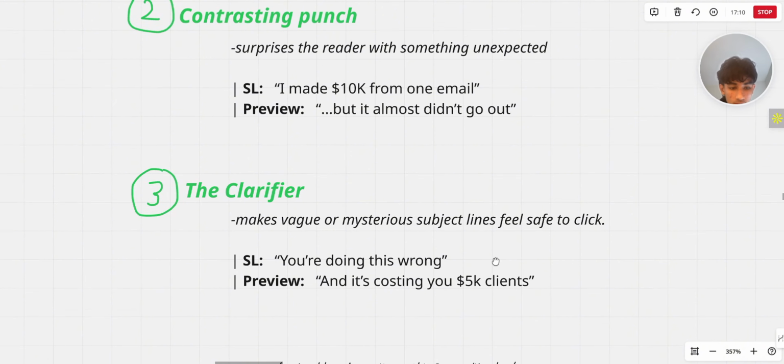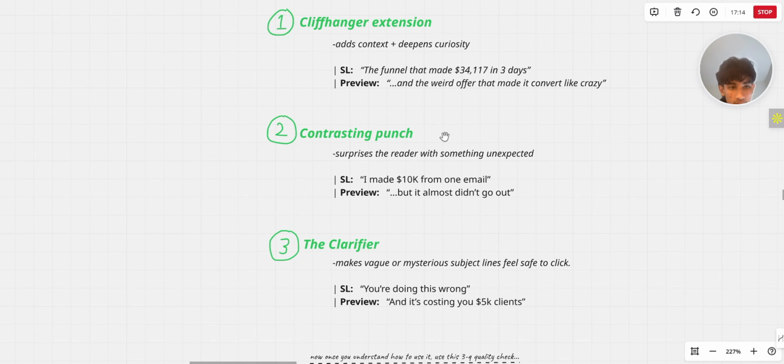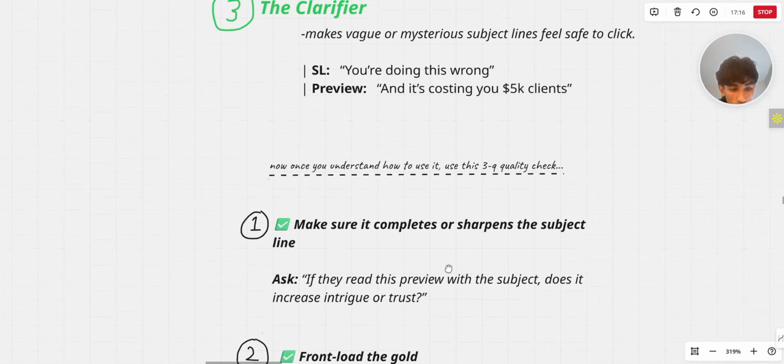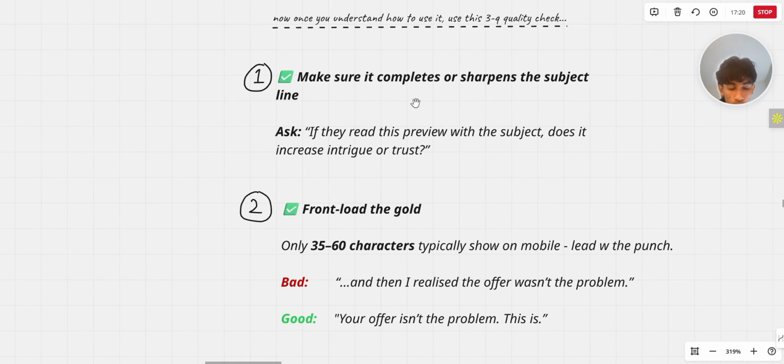Now that you understand how to use it and you understand the purpose of it, this is the most important part. After you write it, you need to make sure that you ask yourself these 3 questions, because otherwise it can literally hurt your open rates more than it helps. Number 1, does it complete or does it sharpen the subject line?